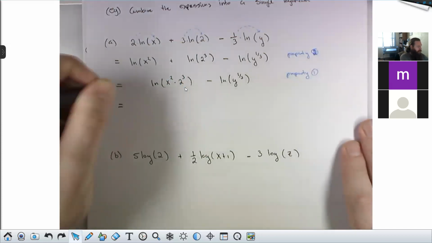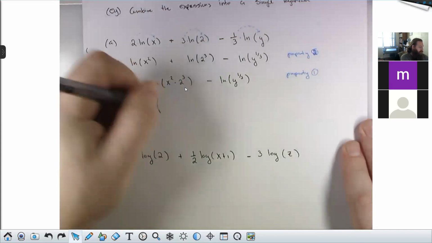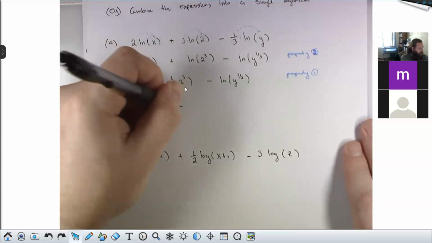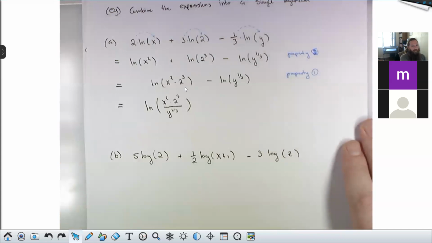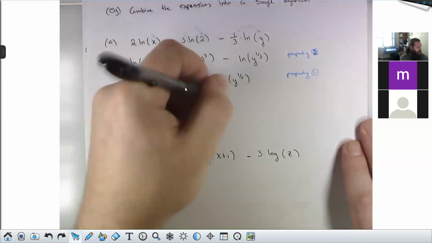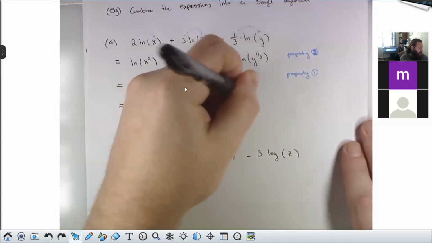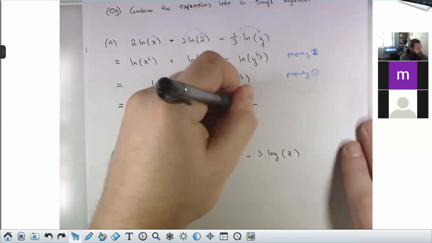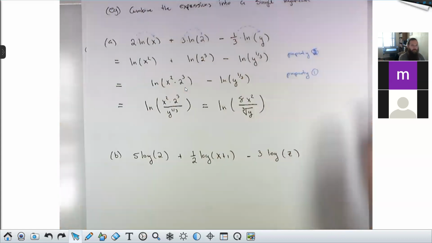My last step here would be to use property 3 to write this as a single log now. The inside would be x squared times 2 to the 3 over y to the 1/3. And just a quick comment, we can clean this up more. 2 to the 3 is 8. So this is the ln of 8x squared over, and then y to the 1/3, that's the cube root of y. I think this is about as nice as we can hope to get this. And this last move to go from here to here is property 3.